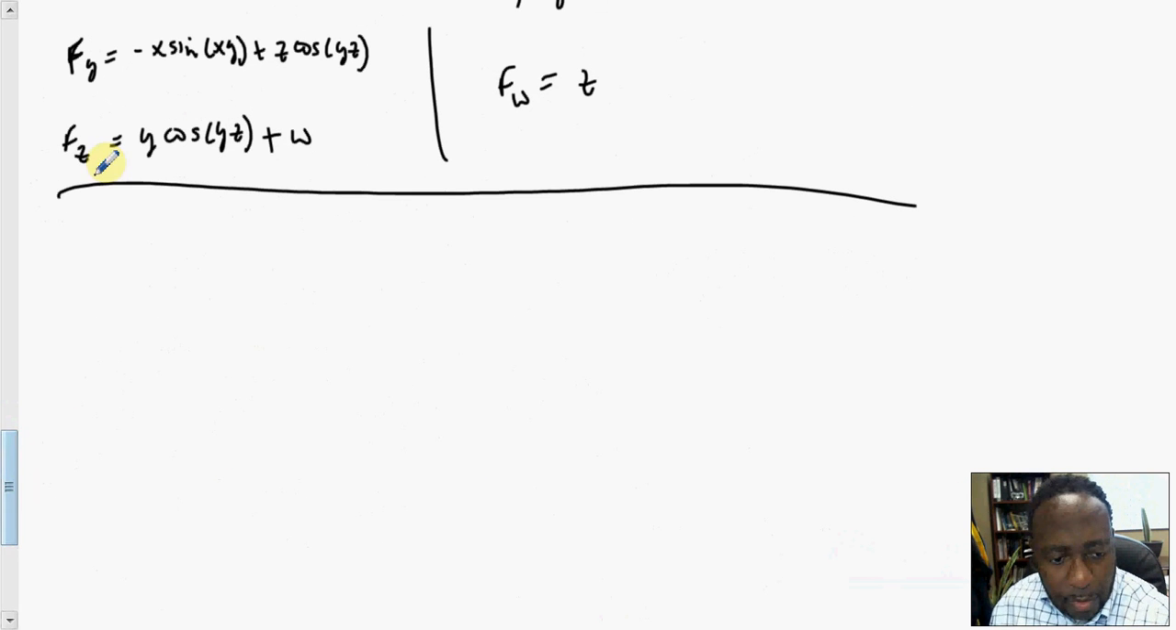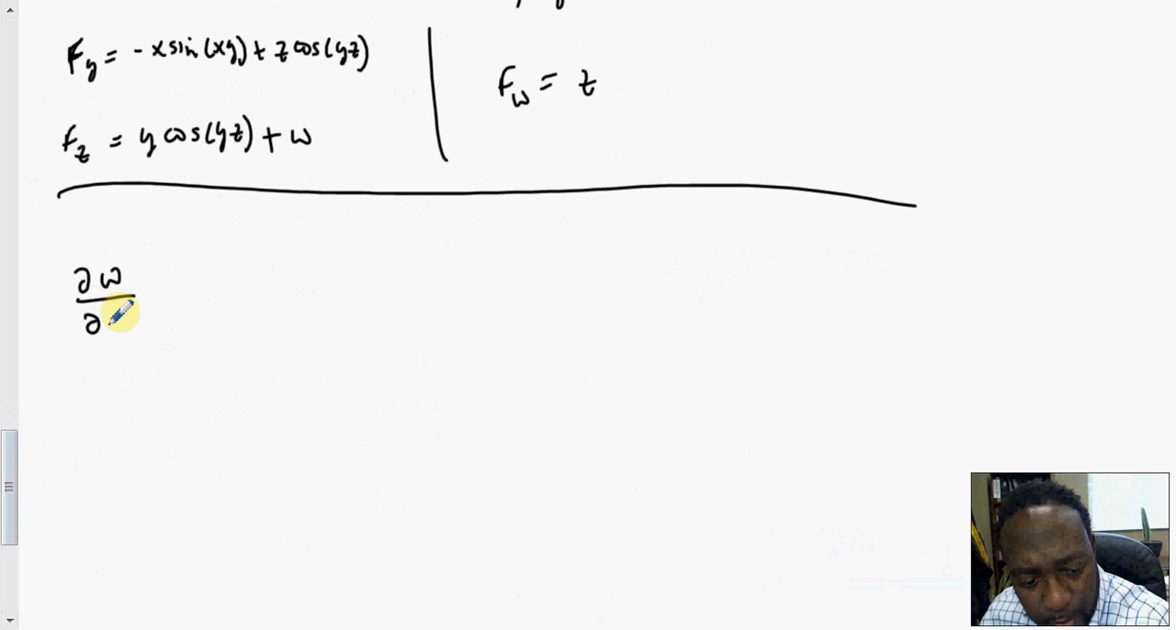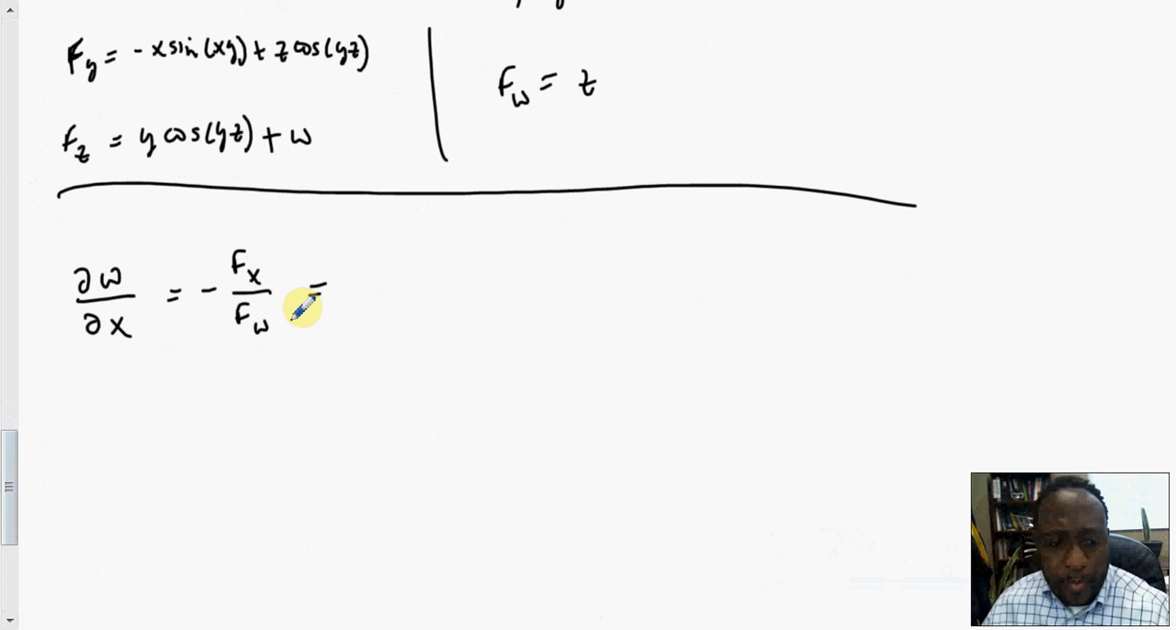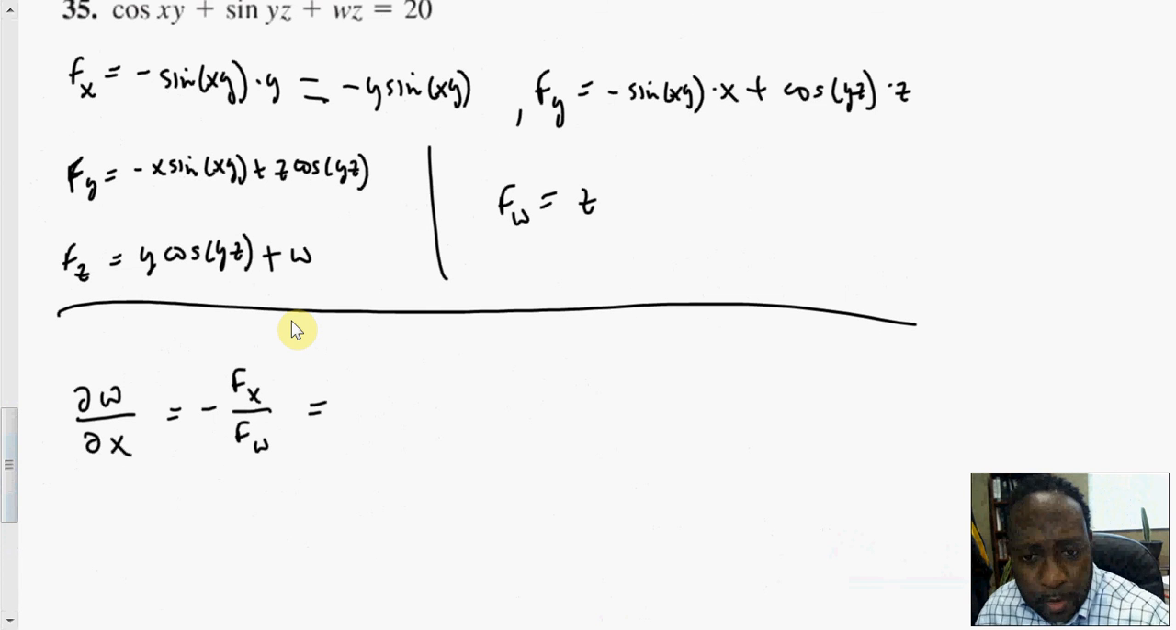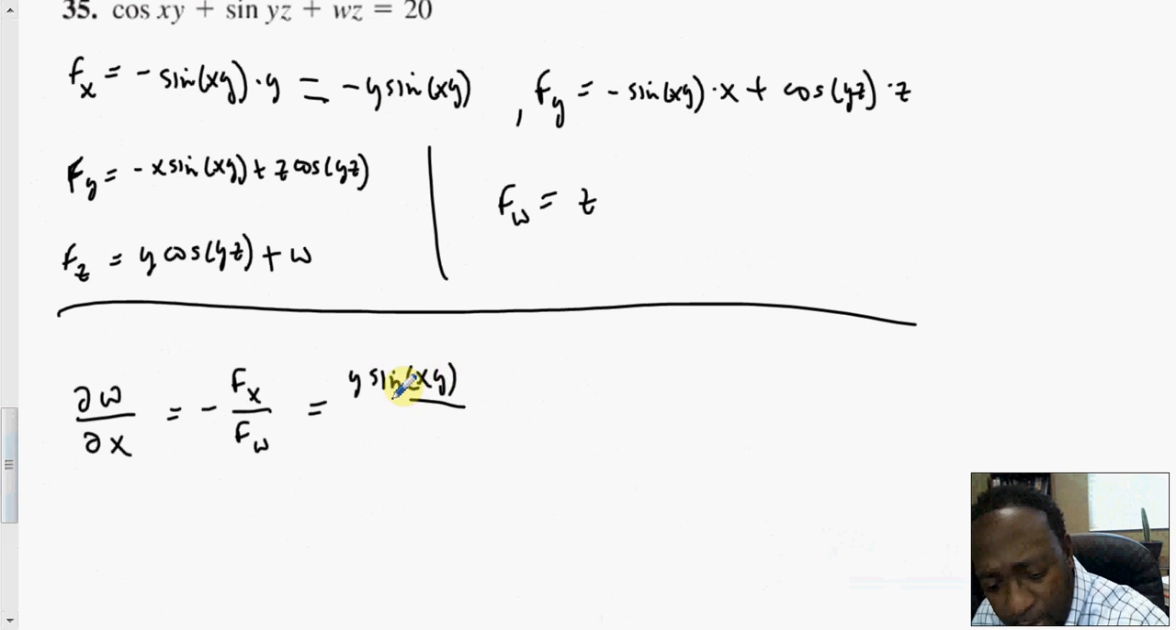So now you want to find the partial of w with respect to x, which is by the formula negative capital F sub x over capital F sub w. So here we have this negative times that negative is positive. This is y sine of xy all over F sub w. That's z.